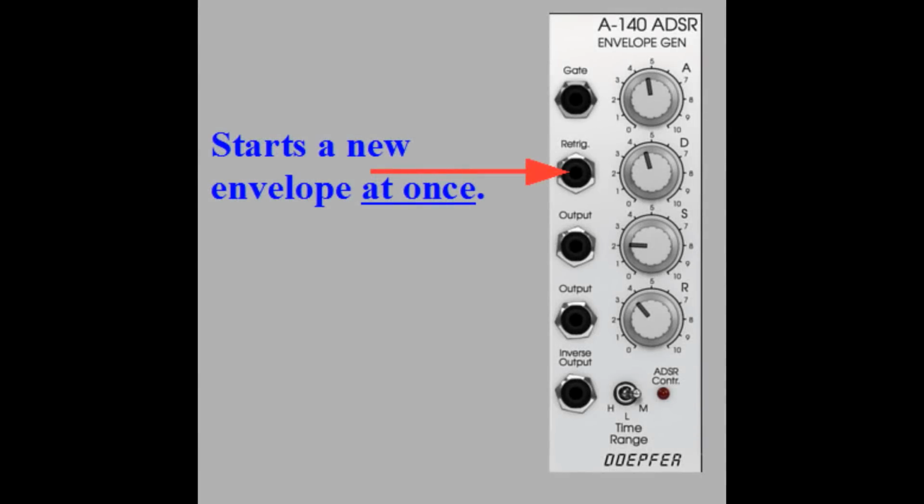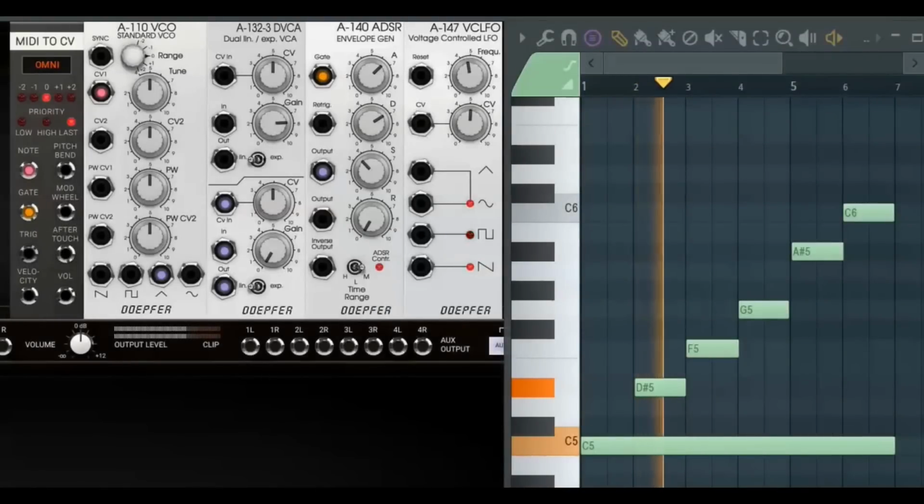The jack right below gate is meant to force the ADSR to start a new envelope at once when a trigger signal is fed in here, even if the actual envelope hasn't developed through all of its stages yet. Please listen and watch the difference.